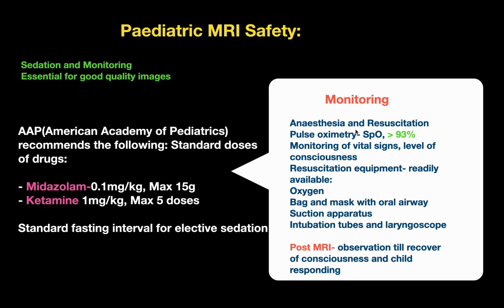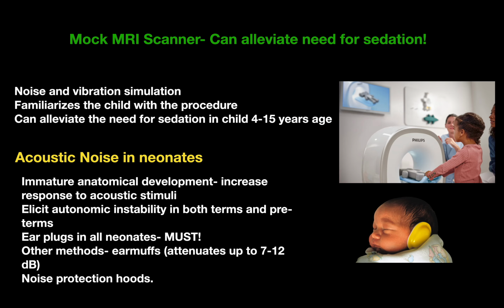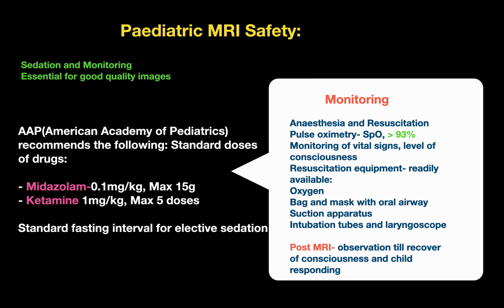Always check the patient's oxygen level, the SpO2 level, which should always be above 93%. Monitor vital signs and level of consciousness. In the scanning room, resuscitation equipment should be readily available: oxygen bag, mask with oral airway, suction apparatus, intubation tubes and laryngoscope. After scanning, post MRI, there should be observation until recovery of consciousness and the child is responding. So these are the safety recommendations for the pediatric age group.